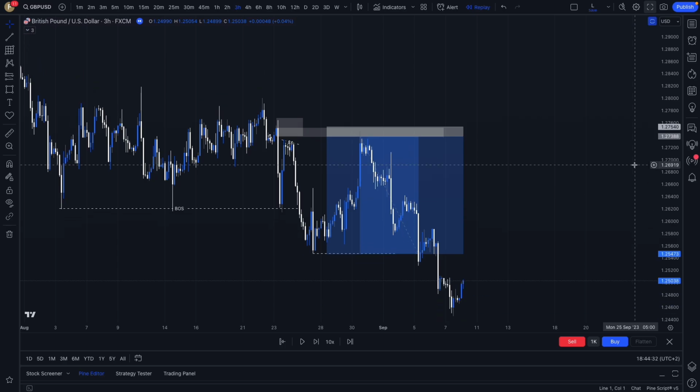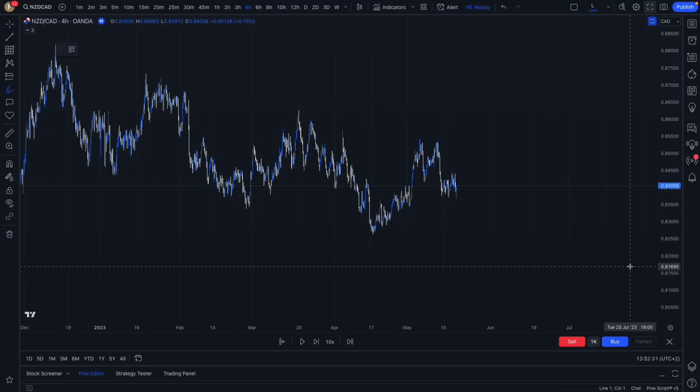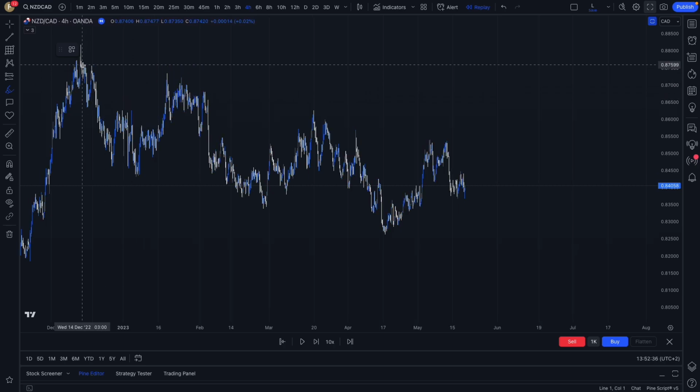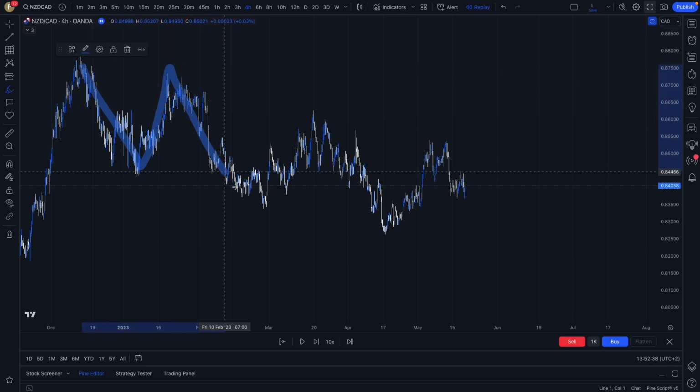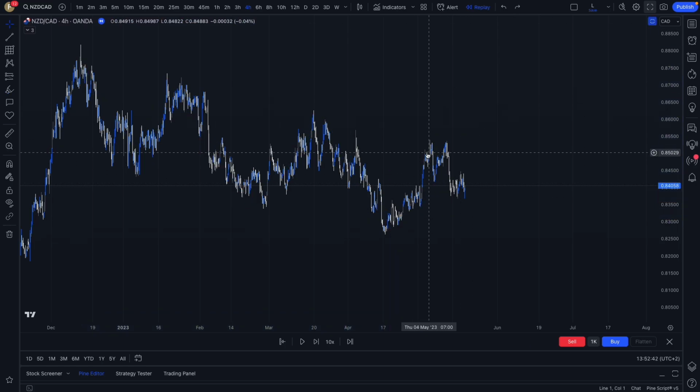Now, this is one example of how you can use the criteria I just showed you, but I'm going to show you another example. Okay, so for this example on NZD CAD, we see that price is in a downtrend because it is making a series of lower lows and lower highs. So we are looking for shorts.